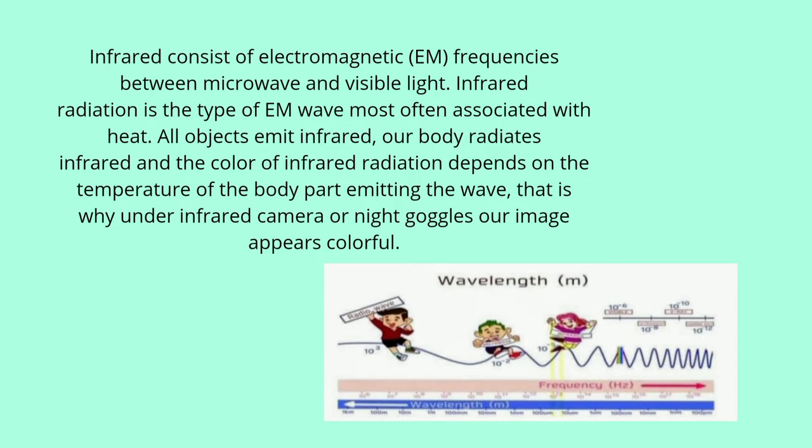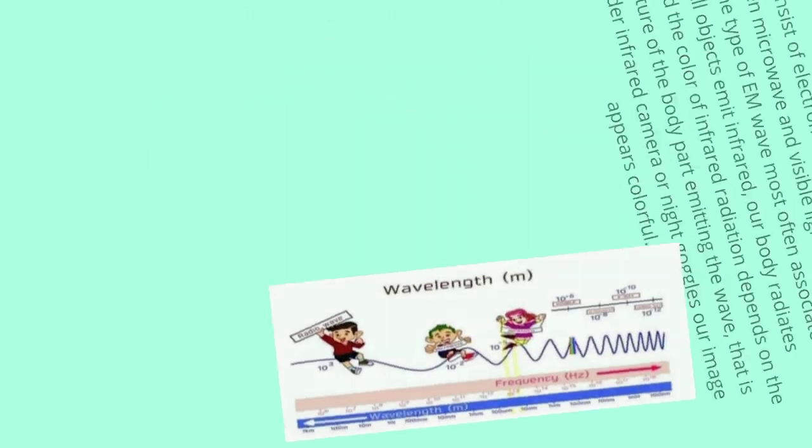Infrared consists of electromagnetic frequencies between microwave and visible light. Infrared radiation is the type of EM wave most often associated with heat. All objects emit infrared, our body radiates infrared, and the color of infrared radiation depends on the temperature of the body part emitting the wave. This is why under an infrared camera or night goggles, our image appears colorful.